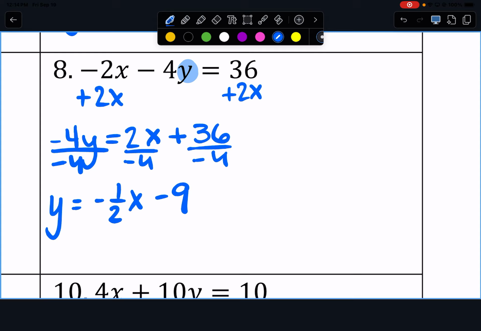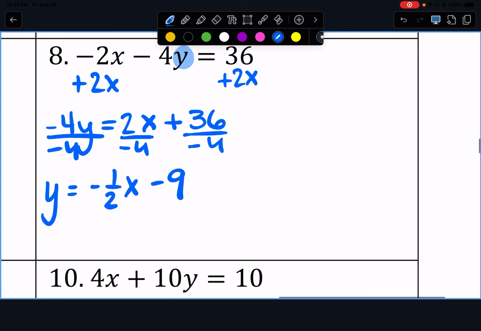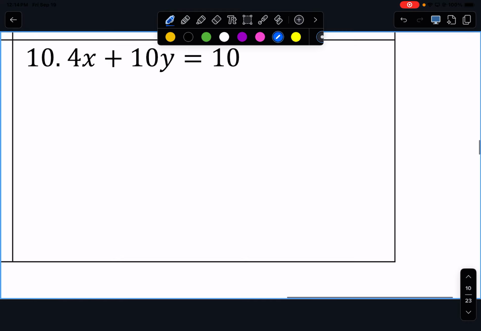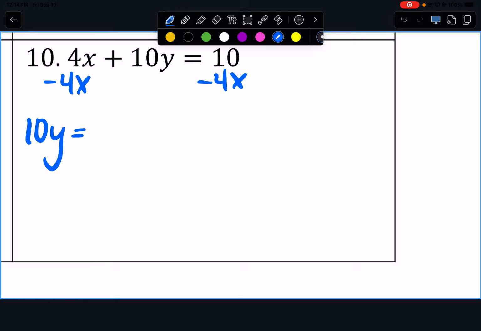And then we are going to look at number 10. For number 10, what do I do first? Minus 4x. So we get 10y equals negative 4x plus 10. Now what do I do?